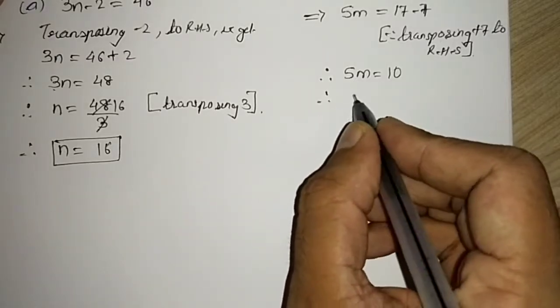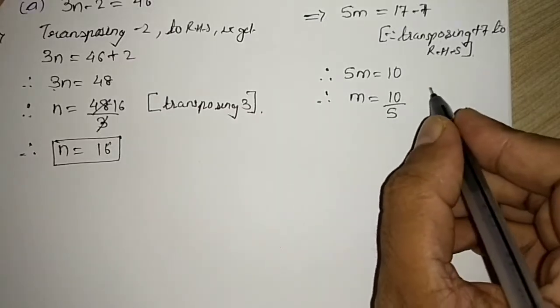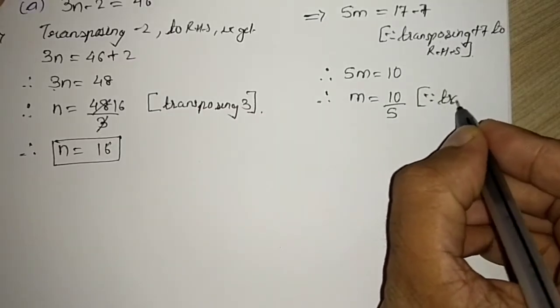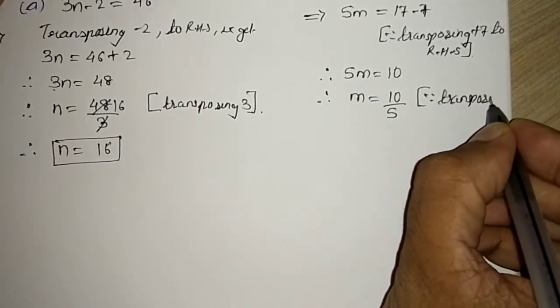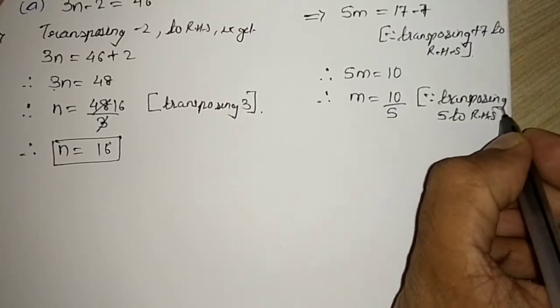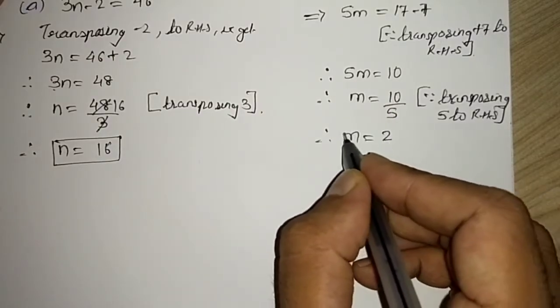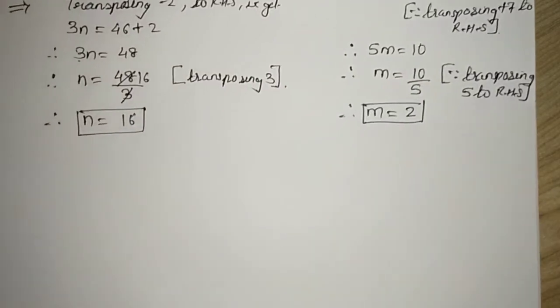Now 5 which is in multiplication, it will go in RHS, so it will divide. We will write transposing 5 to RHS. Therefore m is equal to 5 1s are and 5 2s are.